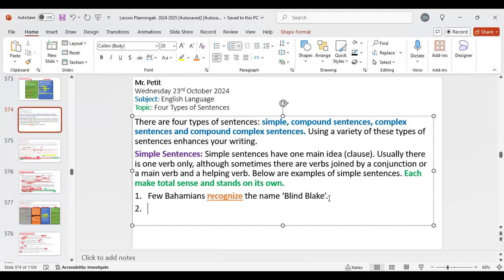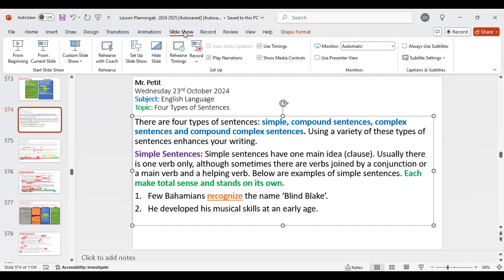And we could say, he developed his musical skills at an early age. Is that a sentence? Yes, sir. What type of sentence is this? Simple sentence.